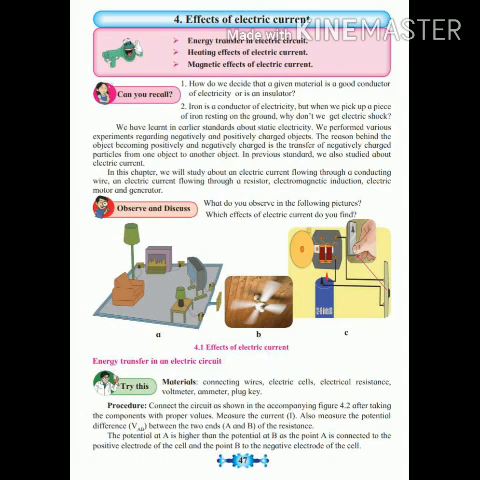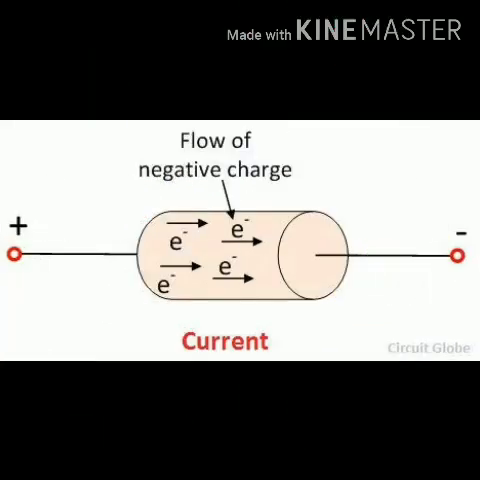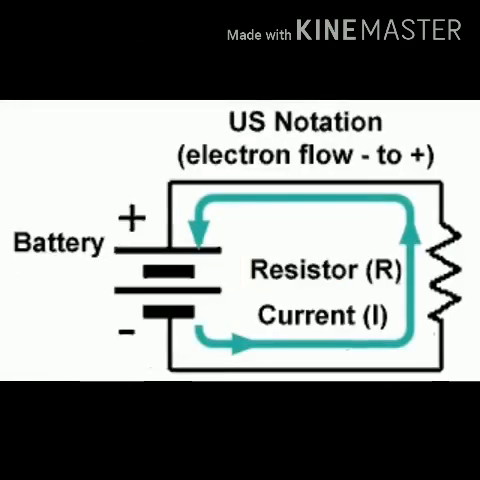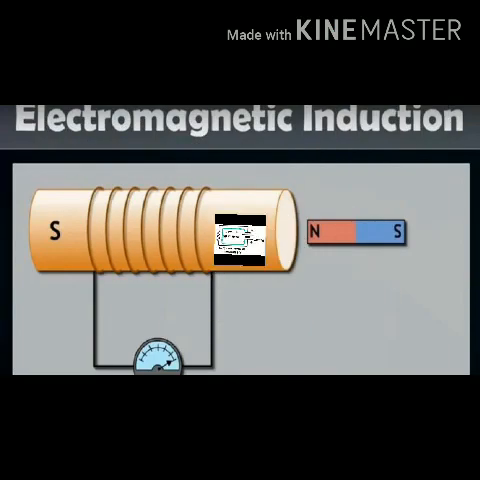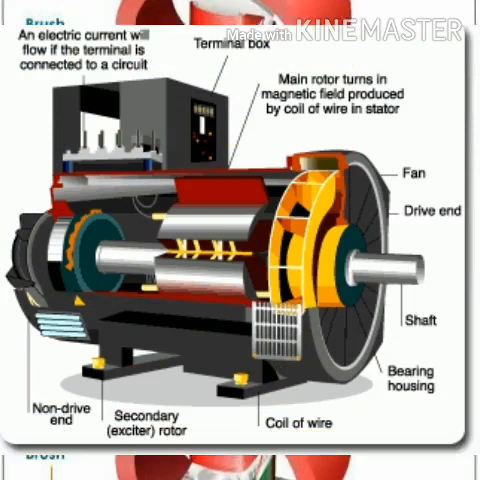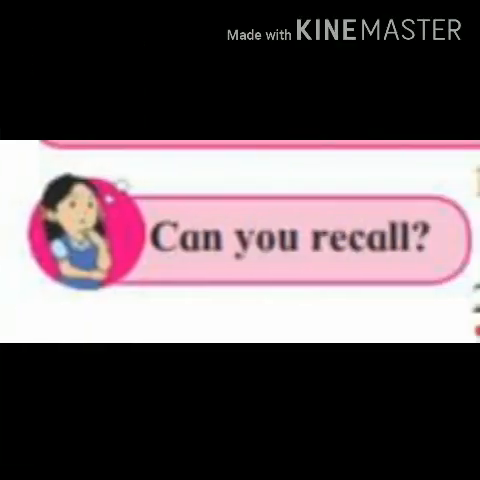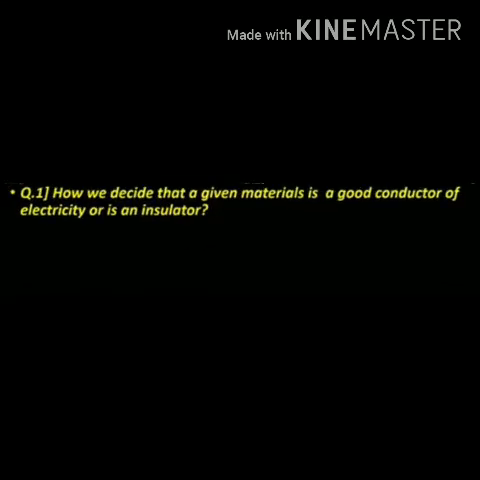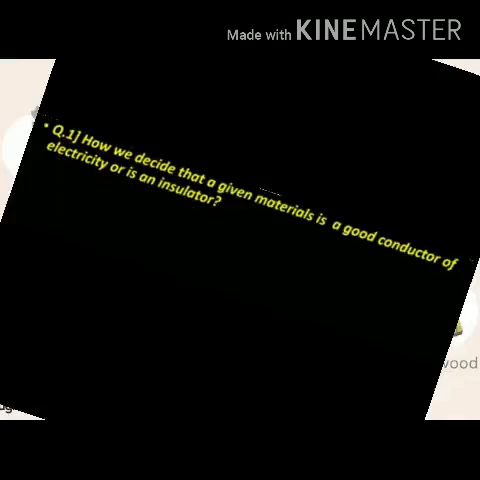In this lesson, we will also study about an electric current flowing through a conducting wire, an electric current flowing through a resistor, electromagnetic induction, electric motor and generator. Let's see a few questions from Can You Recall? First one, how do we decide that a given material is a good conductor of electricity or is an insulator?